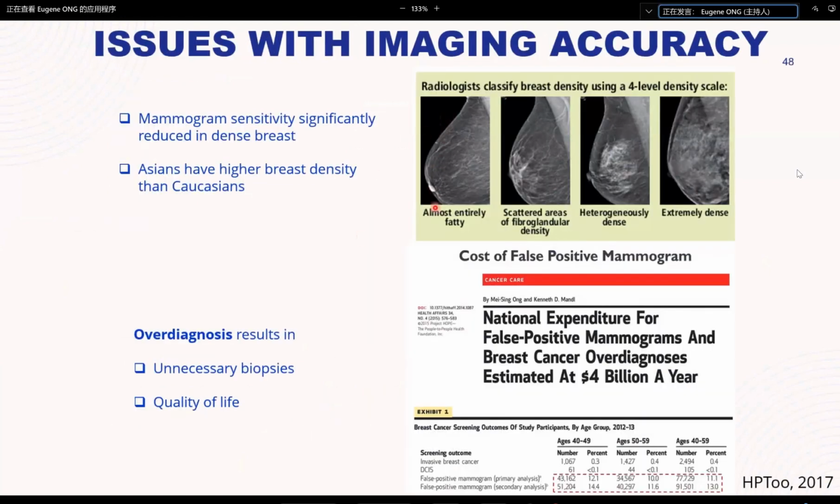And mammograms are the standard way to detect breast cancer. However, one of the downsides is that different populations of humans have different morphology of the breast tissues. For example, Asians are different from Caucasians, and also there is over-diagnosis resulting in unnecessary biopsies and reduced quality of life. So although this is working in some populations, maybe it works better in Caucasian populations, it is very costly, and again, not many people go to do it voluntarily.